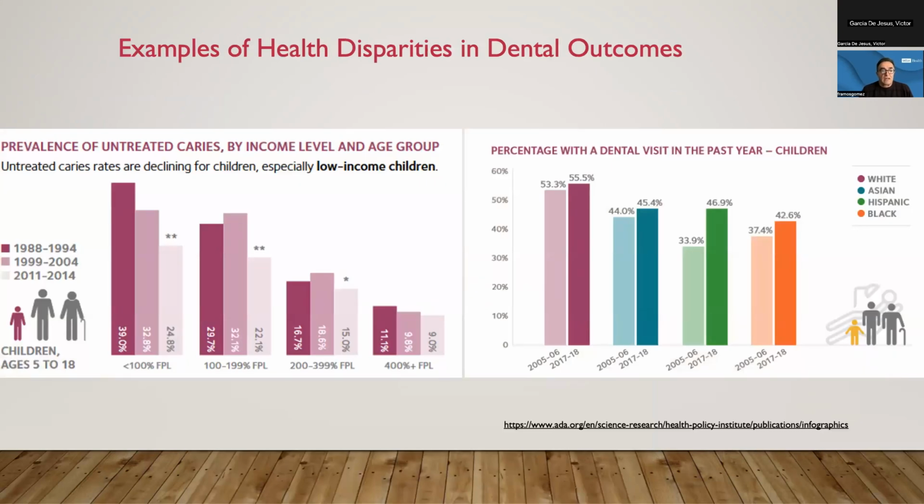So these are some other examples of health disparities that exist in health outcomes, especially the untreated caries rates, which again are declining in low-income children, as you can see, but are still very much affecting some communities, especially regarding children who have visited the dentist in the past year. So what are the percentages of these children based on their race and ethnicity? You can see some big discrepancies between the white population and Hispanics and African Americans, communities of color.